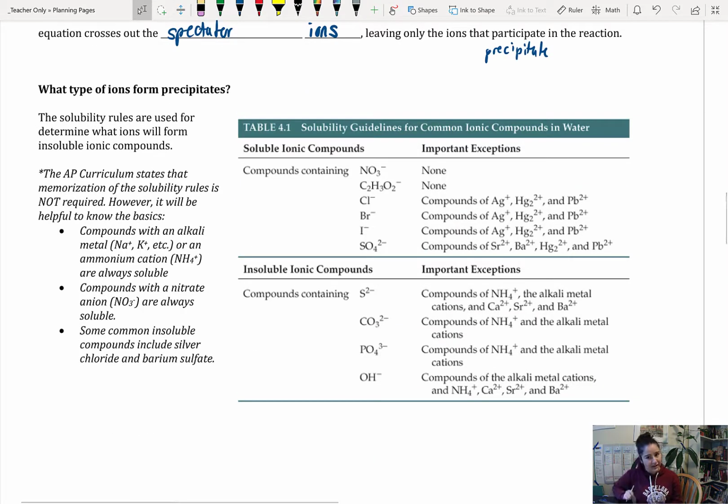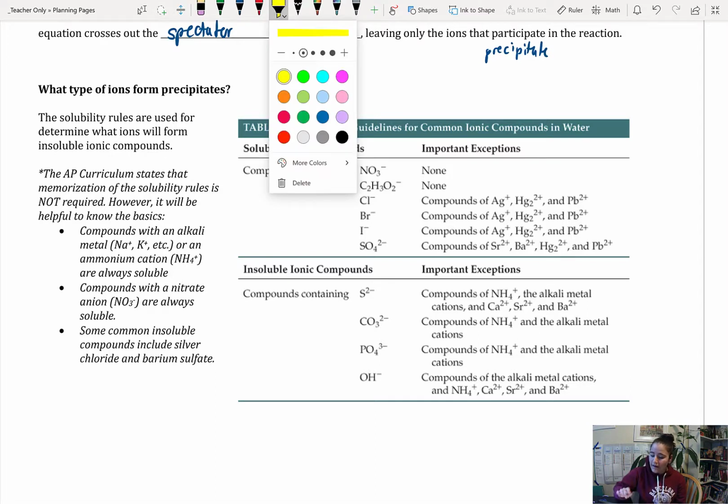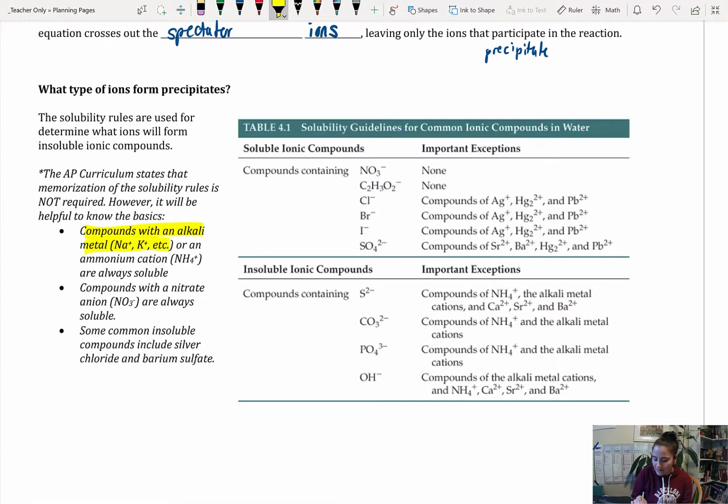This is a table of the solubility rules. Now, an important thing to note is that the AP curriculum says that you do not need to memorize these. However, it is going to be really helpful to know some basics and make getting through problems a lot simpler. What I do recommend that you memorize is that all compounds with an alkali metal, you know, that far left-hand side of the periodic table, they're always soluble, okay? They love water. They got that one positive charge. They're always soluble. Same with nitrate, okay? Nitrates are always soluble, okay?